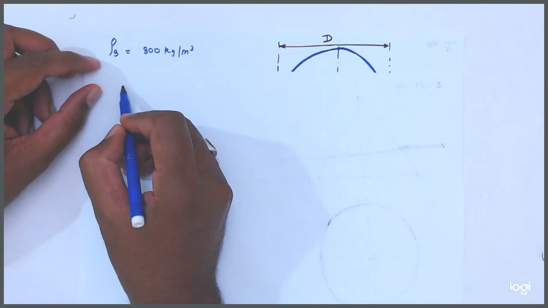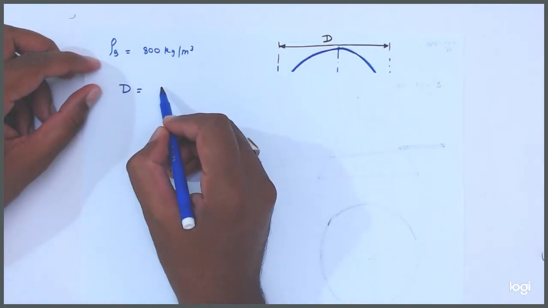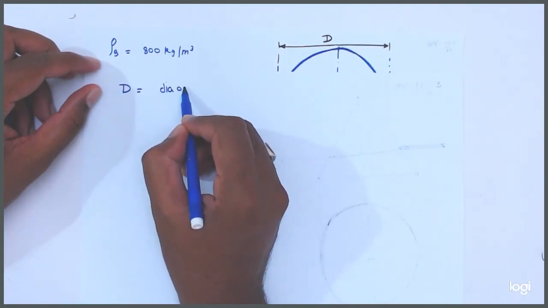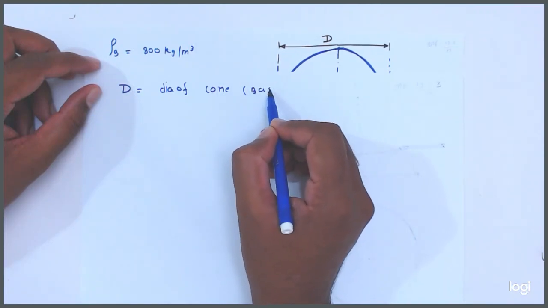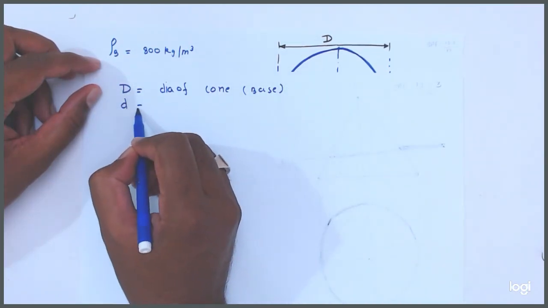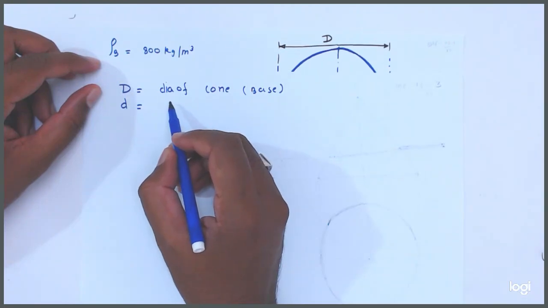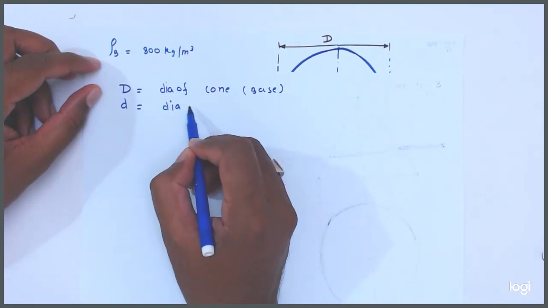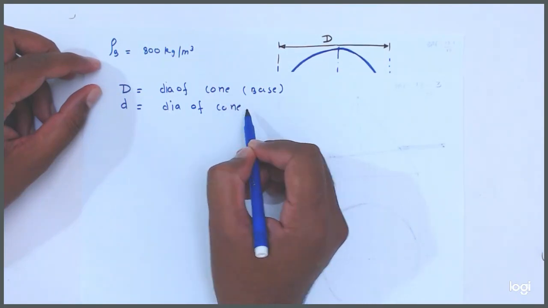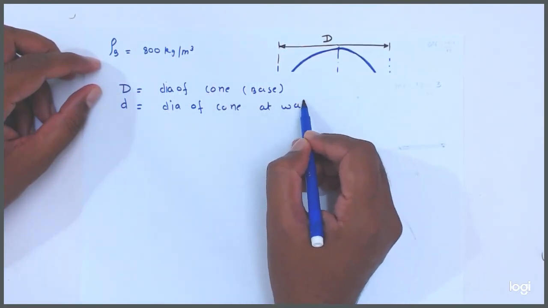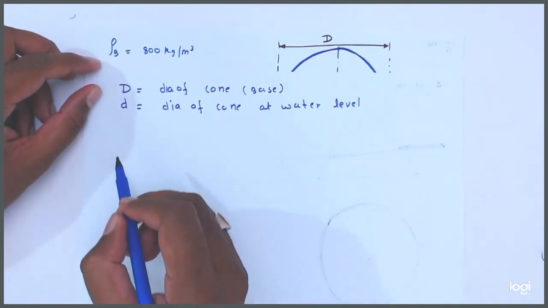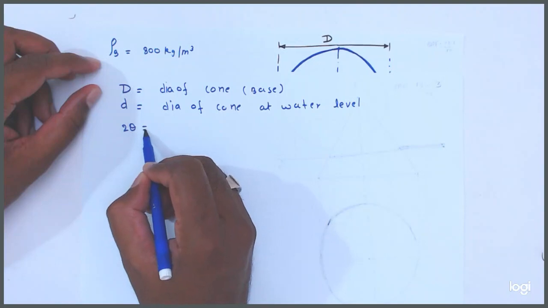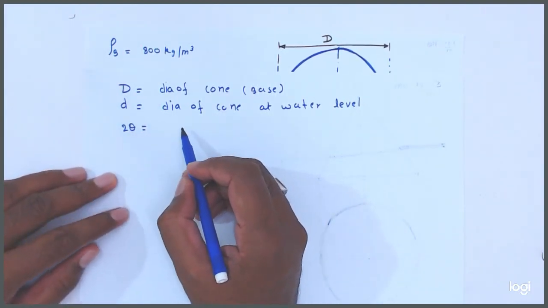Now friends, we give this: capital D is equal to the dia of the cone at the base. Small d is equal to the dia of the cone at water level, or we can say the liquid surface. 2 theta is equal to the apex angle of the cone.